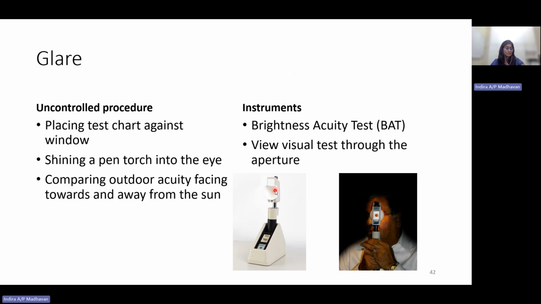Okay, so that's all for this particular lecture. I have completed the lecture for visual assessment on the low vision patient.